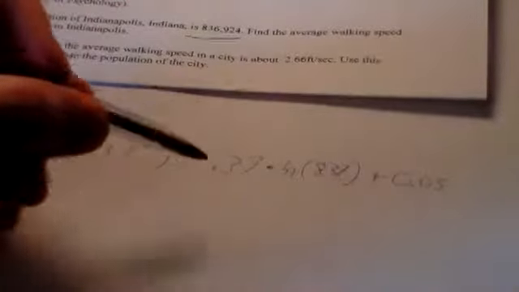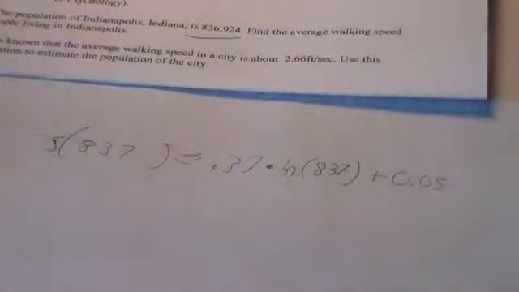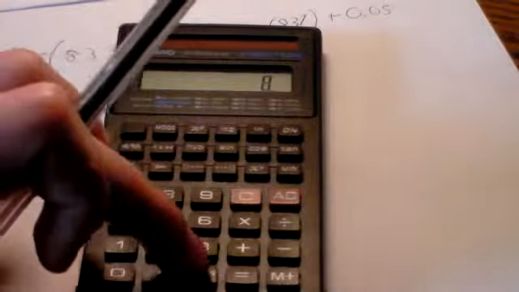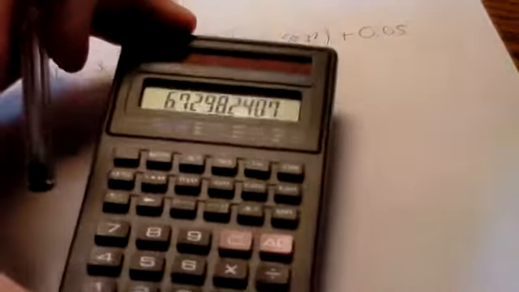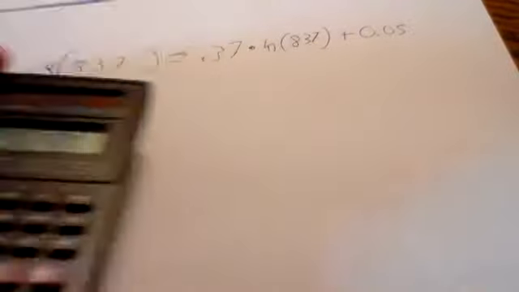plus 0.05. Alright, now note very carefully that it says the population p in thousands. That's important. So we're not going to actually put in 836,924. We can actually just round this off to 837, because there are about 837,000 people in Indianapolis. Alright, so the function of 837 is 0.37 times the natural log of 837. Let's figure out what the natural log of 837 is. To do that, we're probably going to have to use a calculator. So 837, take the natural log, and we get 6.7298. Let's just call that 6.73.